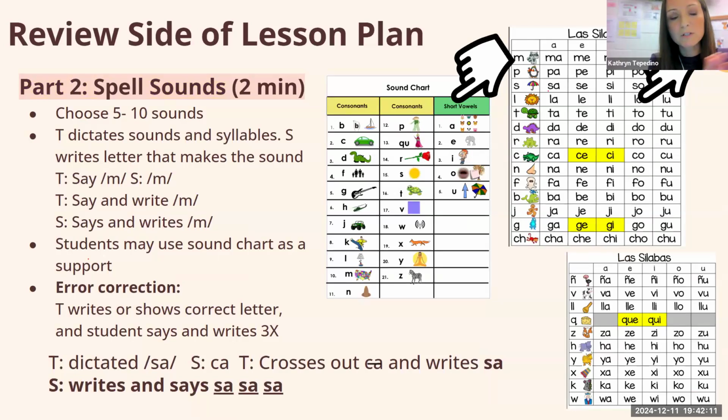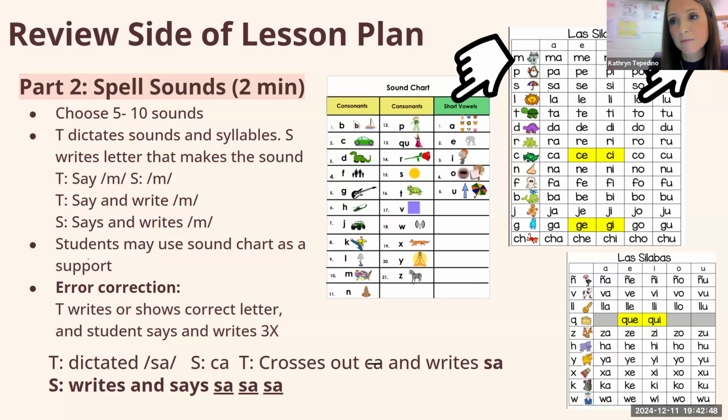sounds and syllables. So you're going to dictate 5 to 10 sounds or syllables. You always want to include the last 3 concepts that you have taught. So let's say my last 3 concepts were A, CH, and I don't know, J or whatever. Then I'm going to just follow this script. I'm going to say to the student, say, they will repeat, say, and write. The student will also have their sound charts and syllable charts out as scaffolds.